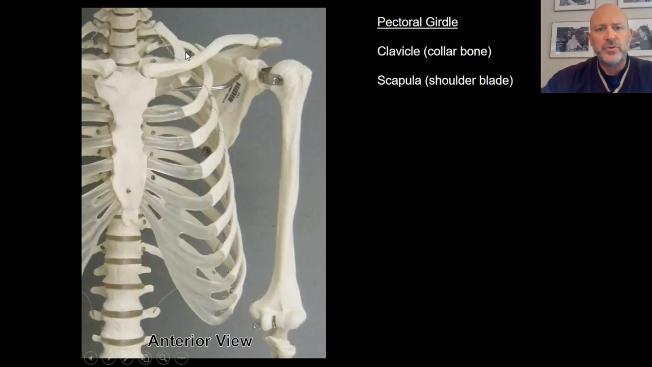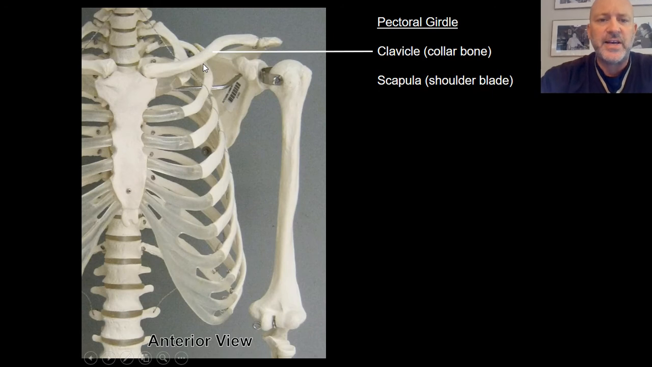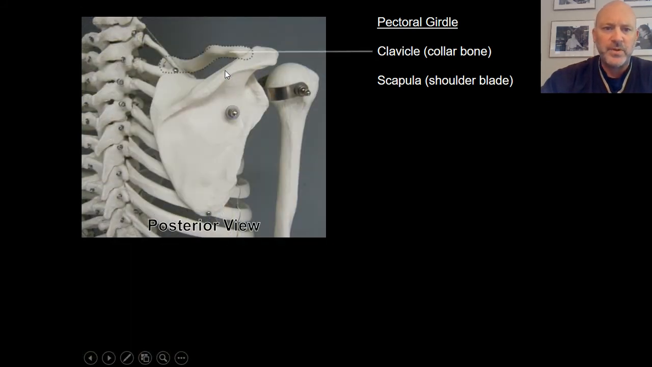In the pectoral girdle, we have 2 bones. We have the collarbone up here, but we don't put collarbone on the test because it's actually the clavicle. We don't put shoulder blade on the test. Back there, we put scapula. They make up the pectoral girdle. That's the back view.